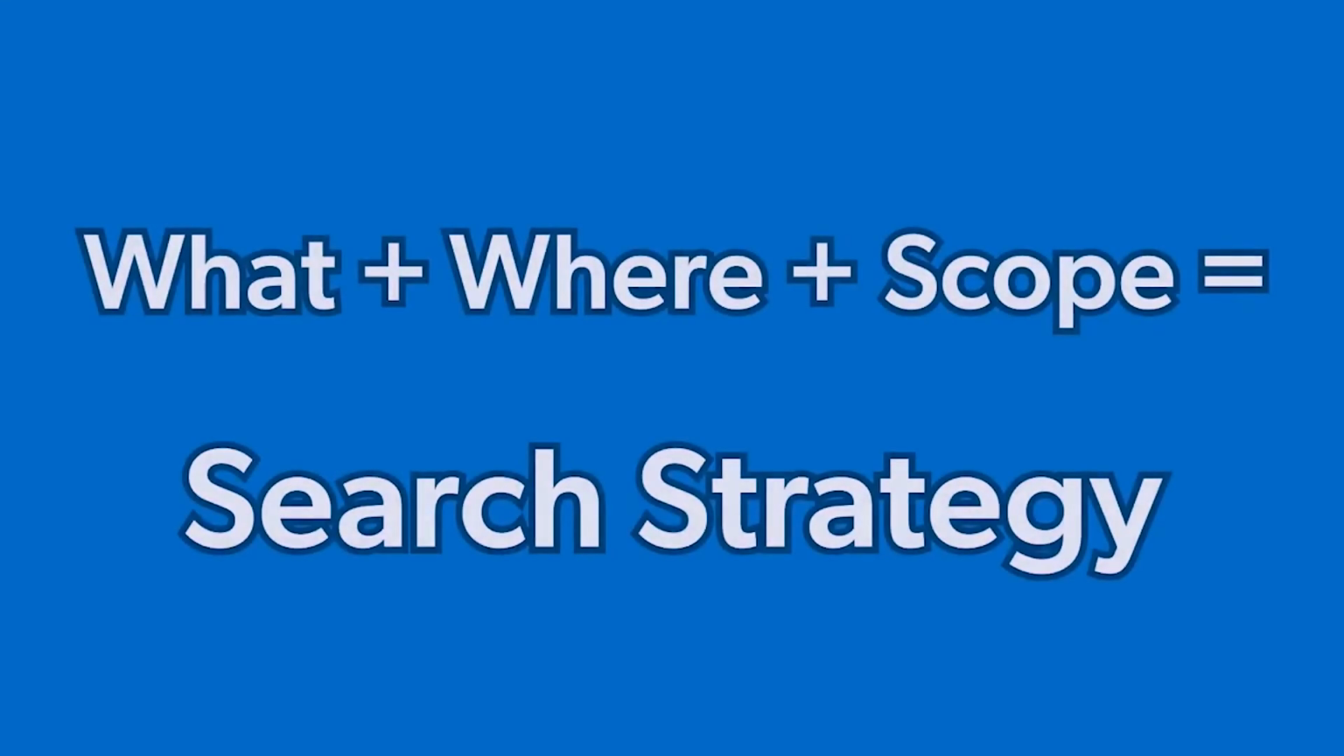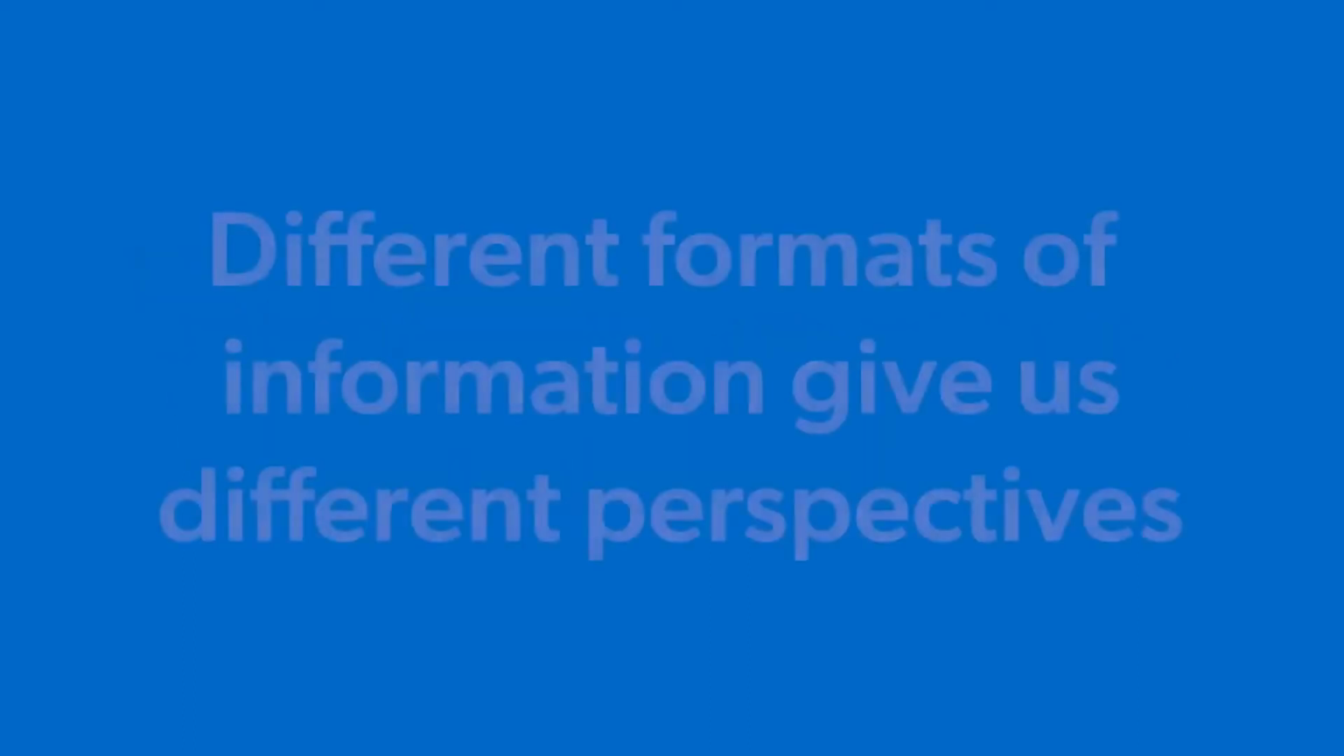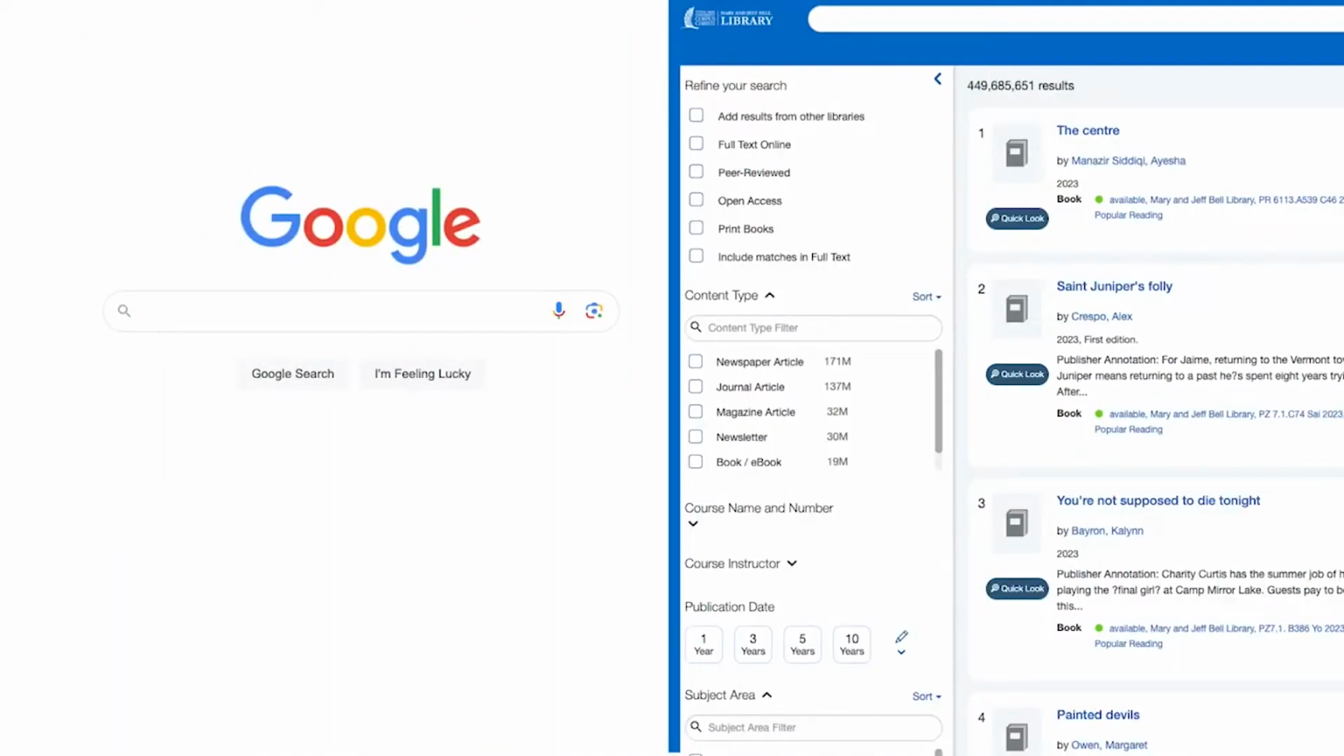But now that we've decided on what words we will use to begin our search, the next step in developing our search strategy is deciding where to search. We can determine where to search by knowing what types of resources we want to look at. Different formats of information give us different perspectives, and different search engines lend themselves better to specific formats of information.